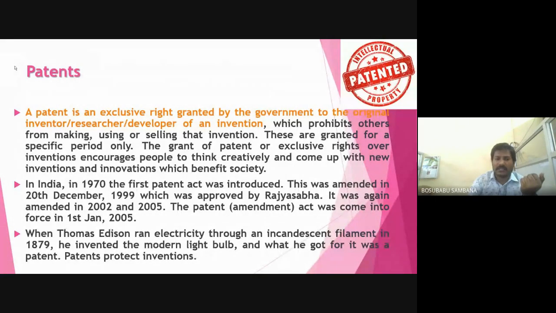In 1879, Thomas Alva Edison ran electricity through an incandescent filament. He invented the modern light bulb, and what he got for it was a patent. Patents protect innovation. Thomas Alva Edison was a holder of nearly 1,000 patents. You know that.